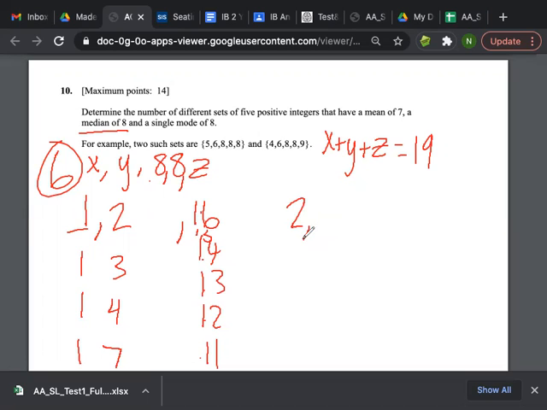So if I have a 2, can anybody tell me, I could have a 2, 3, and then what would be the biggest number? 14. Okay, if I have a 2, what would be the smallest number I could have on the other side, do you think? 10.